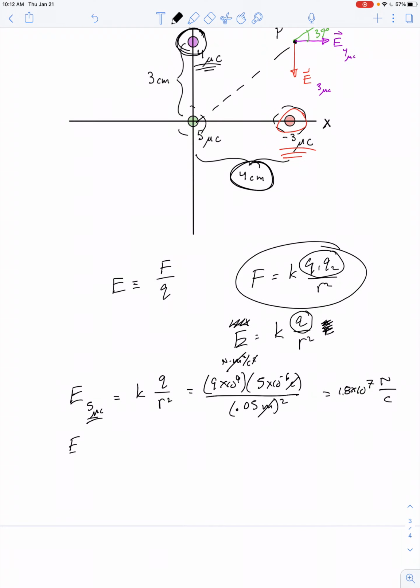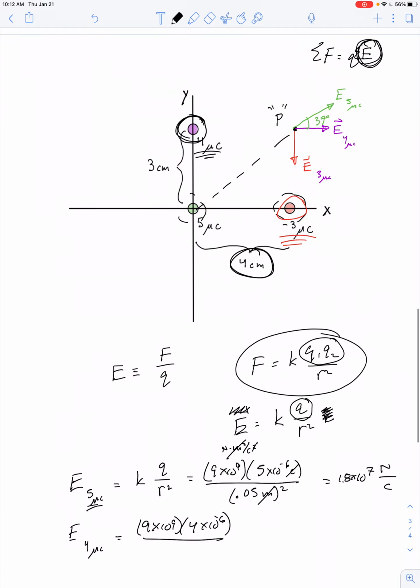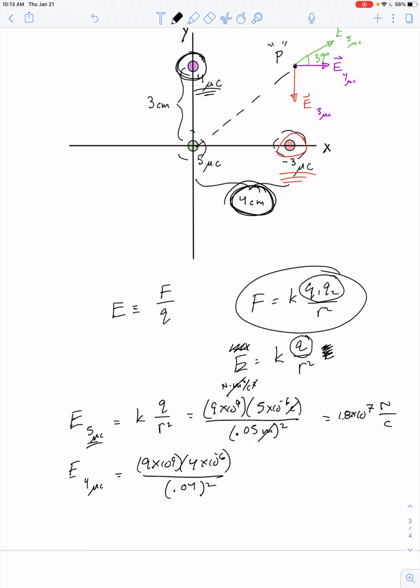The electric field due to the 4 microcoulomb charge is 9 times 10 to the 9th times 4 times 10 to the negative 6th divided by, okay, yeah, in this case the distance is 4 centimeters, 0.04 squared. Okay, so 9 times 10 to the 9th times 4 times 10 to the negative 6th. This gives us 2.25 times 10 to the 7th newtons per coulomb.